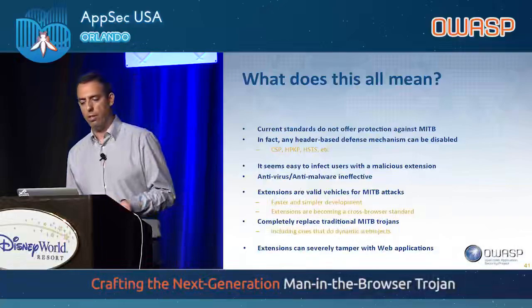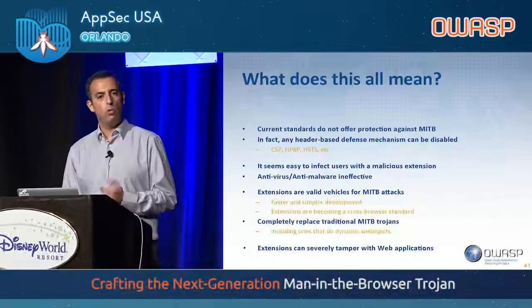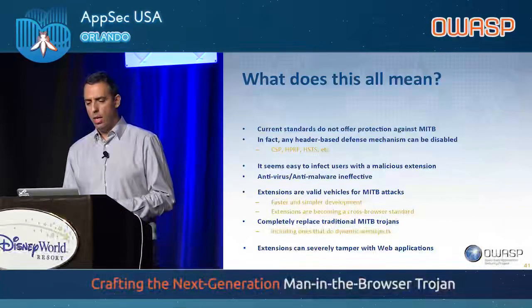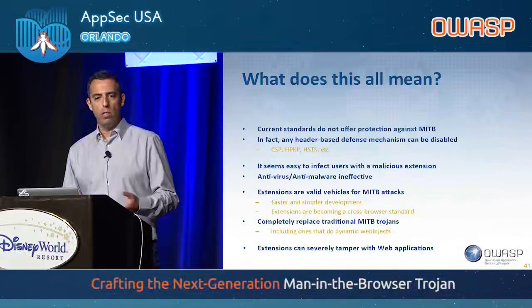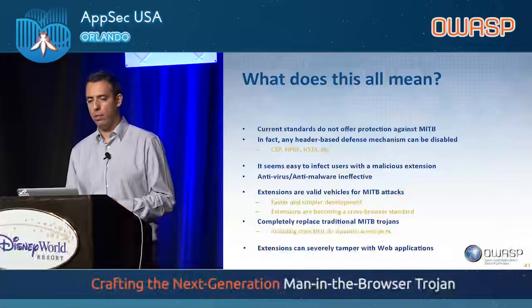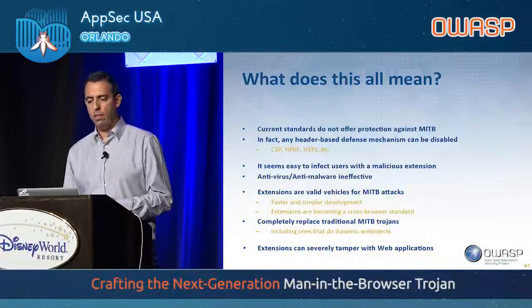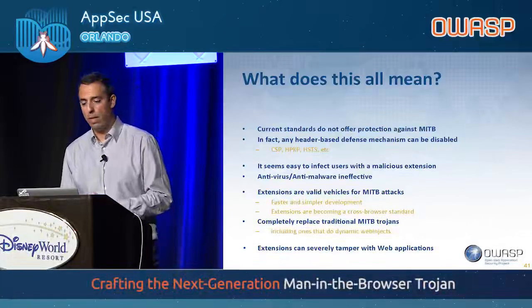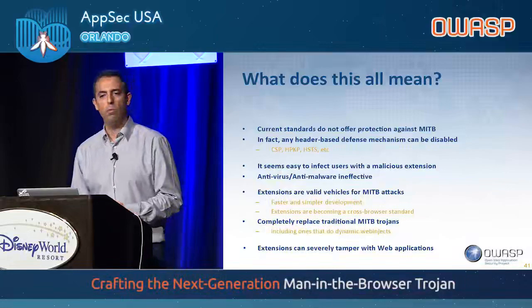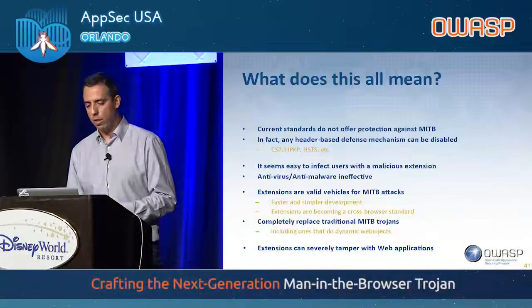So let's collect our thoughts a little bit. What does this all mean? Current standards don't offer protection against man-in-the-browser. Header-based defense can be disabled by removing the headers. Even though we haven't tested it, it seems easy to infect users using this Trojan, and antiviruses are ineffective. So we believe it's a valid vehicle to perform man-in-the-browser attacks. It's simpler, faster to do, and I believe it can replace traditional man-in-the-browser Trojans.